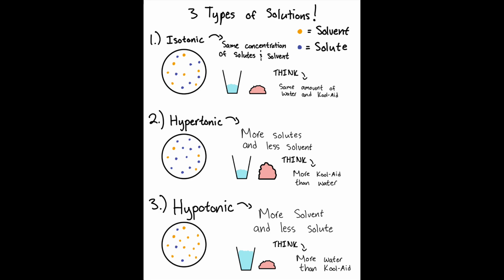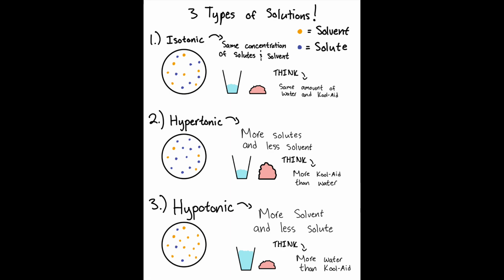After that, we have our solutes and our three types of solutions. Our first one is isotonic, which means that there's the same concentration of solutes and solvent. You could think of this as the same amount of water as there is Kool-Aid.